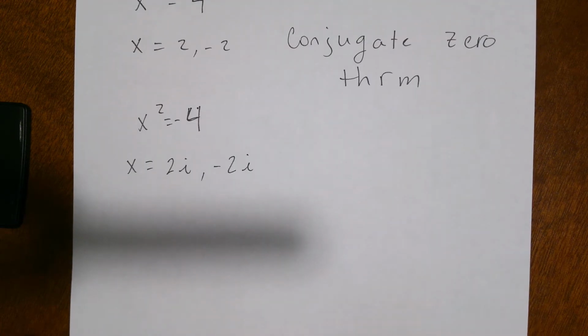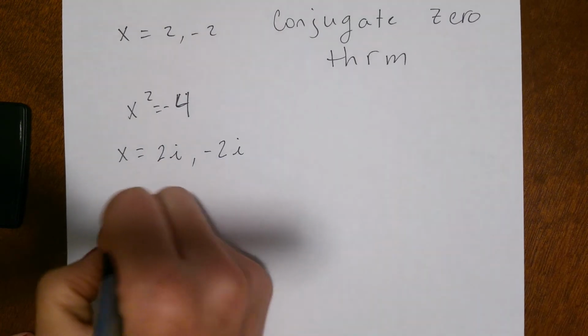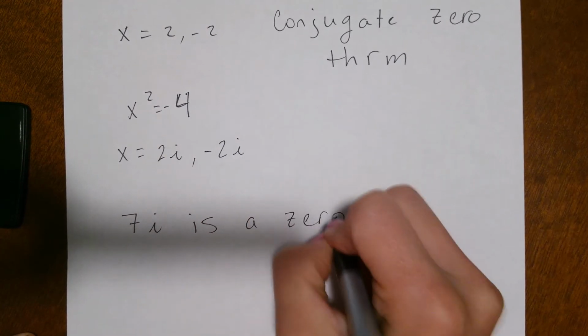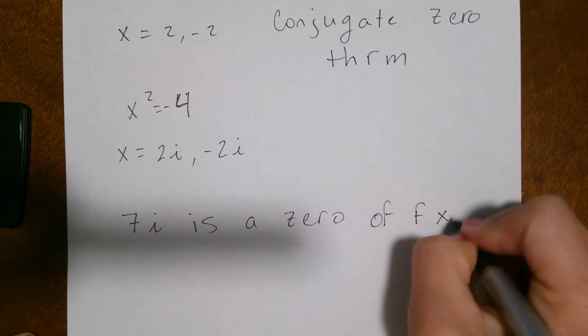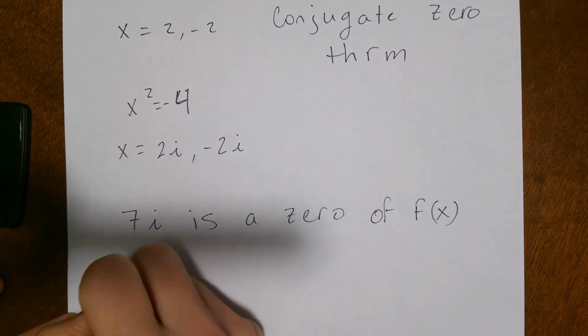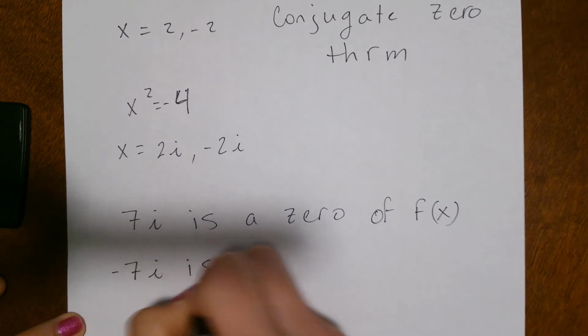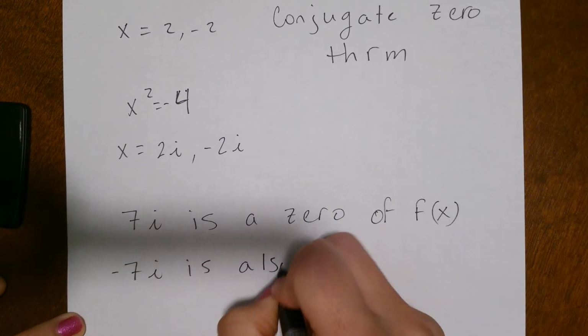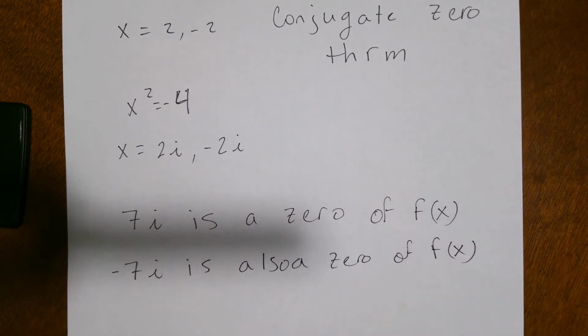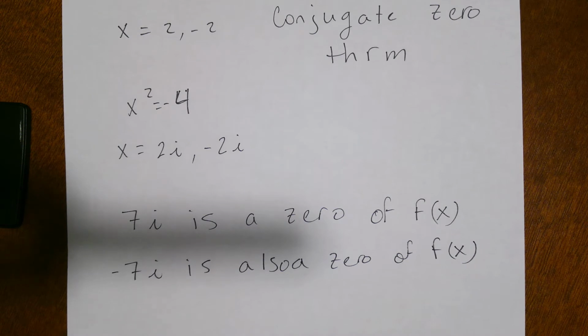So if you are told that 7i is a 0 of f of x, then automatically you know a second 0 of f of x. You know that negative 7i is also a 0 of f of x. So this is the conjugate zero theorem. It just tells you if you have one, you know the other, because they come in pairs. Alright, so let's go back to Descartes' rule of signs real quick.